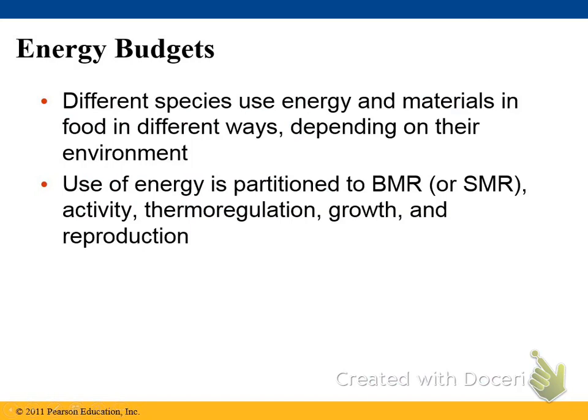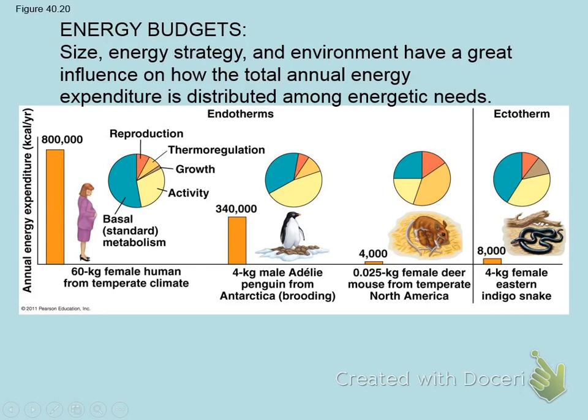Different species use energy and materials and food in different ways depending on their environments. Use of energy is partitioned to BMR or SMR, activity, thermoregulation, growth, and reproduction. And here is a pie chart showing what they're allocating all that to in different animals.